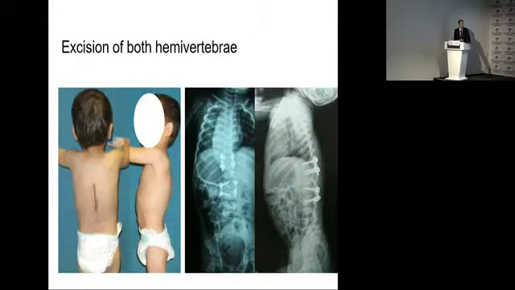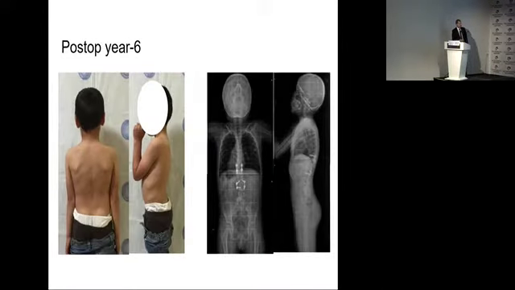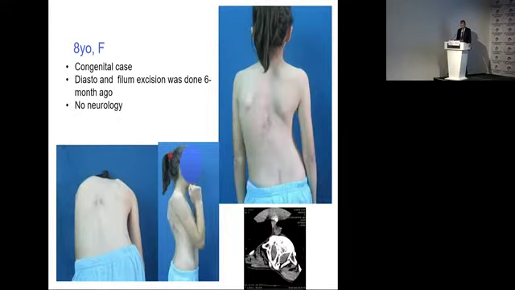So we decided to do hemivertebral excision at both levels for this particular young patient. And you can see that this is the 6-year follow-up, and the alignment is acceptable for this young man. This is another one, 8 years old. Again, she had diastematomyelia at the thoracolumbar junction, which was already excised by our neurosurgical team 6 months ago, and there's no neurology.